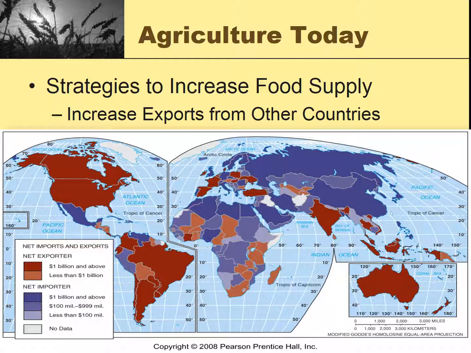Our last slide here, just over 30 minutes. We're looking at strategies to increase food supply. Countries can always try to increase exports from other countries. Okay, so you can see that the United States is a net exporter. We send a lot of wheat in particular to other parts of the world. And generally, the countries that suffer from higher rates of malnutrition, okay, right here, they tend to be net importers.